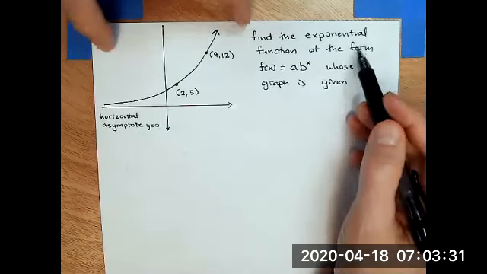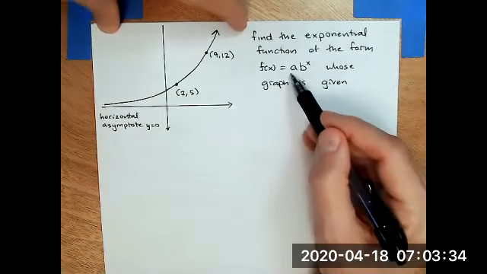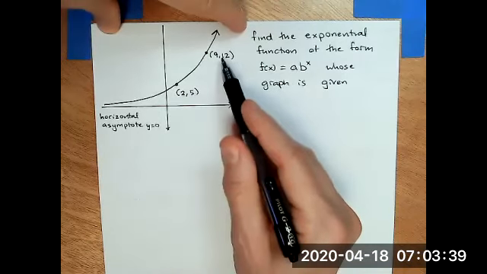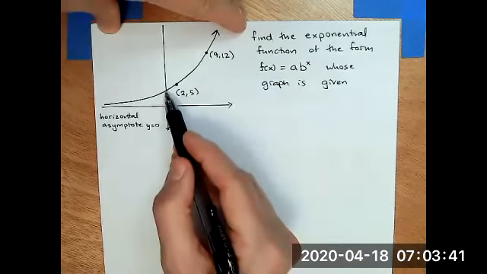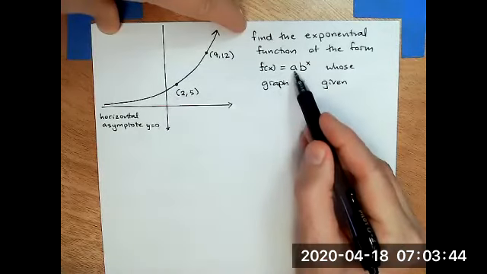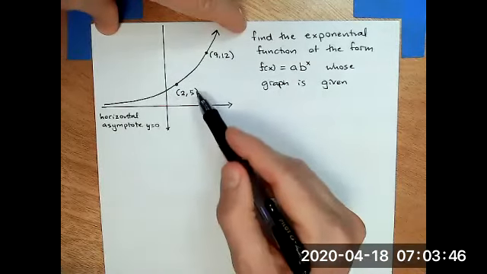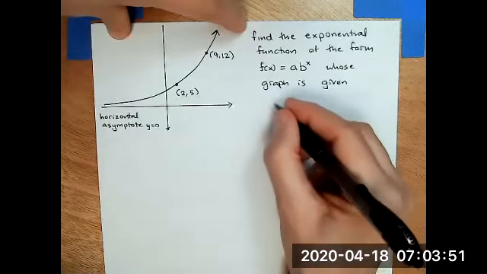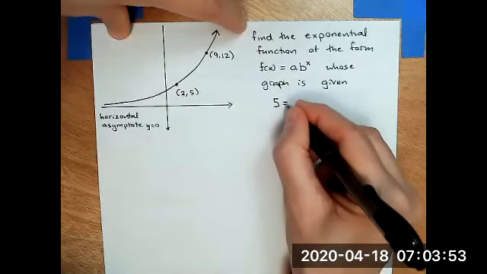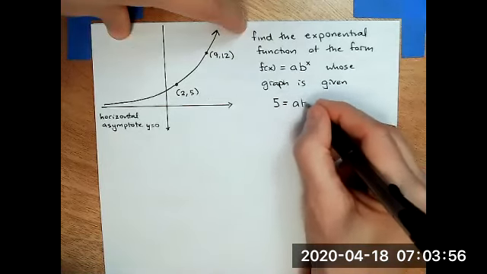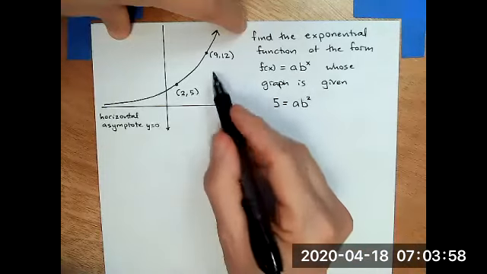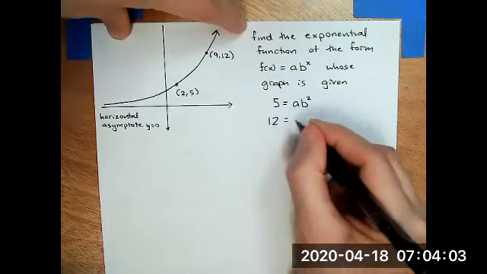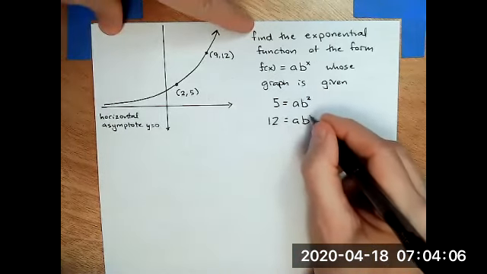Find the exponential function of the form f of x equals a b to the x, whose graph is given here. So I have 2 points. I don't have the initial value, so I don't know the a. Let's just plug the 2 points in and see what happens. So 2, 5. 5 is the y value. 2 is the x value. Plug in 9, 12. So I get 12 equals a b to the 9th.